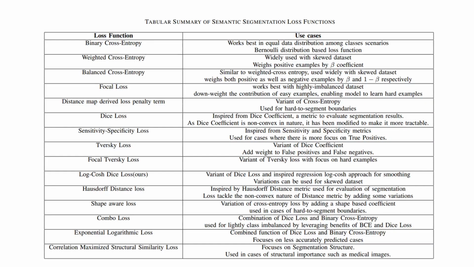And now we have compiled general use cases of a loss function. For instance, binary cross entropy works best when the distribution is equal in terms of the positive and negative examples, because in that we are not taking care of any skewed data or introducing a parameter for tuning the contribution of any classes. Then the weighted cross entropy is generally used in skewed data sets. The balanced one can also be used in a skewed data set. Then similarly, the dice loss is used when we want to make it more tractable, and so on.